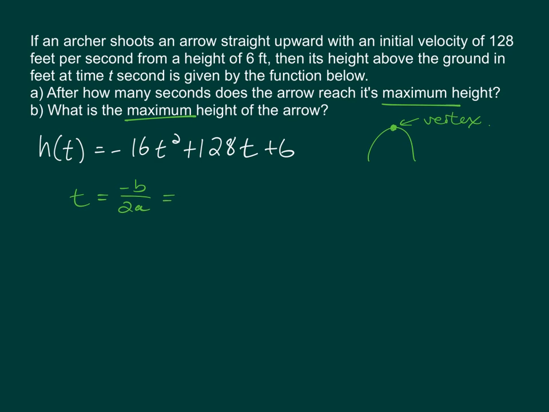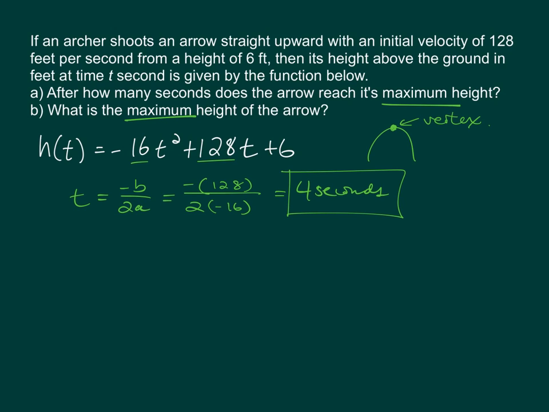So what that means is now we can substitute these numbers in for b. So this will be negative 128 over 2 times a is negative 16. And when you put that into a calculator, you should be getting back a positive 4 seconds. So this answers the question, after how many seconds does the arrow reach its maximum height?